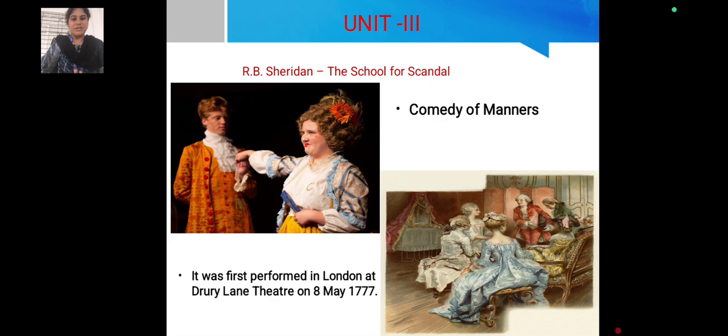Richard Sheridan has written the play The School for Scandal, which serves as the best example of comedy of manners, because in this play he completely portrays the mannerism of the aristocratic lady, as well as Joseph Surface and Charles Surface, and how scandal and rumors play a vital role in the play. At last, how it provides a happy ending is also mentioned in the play.